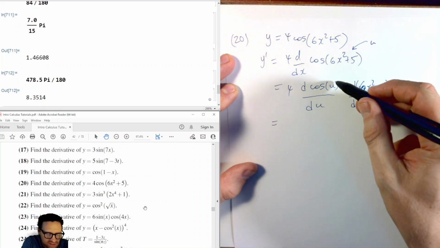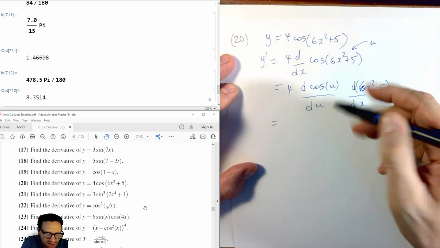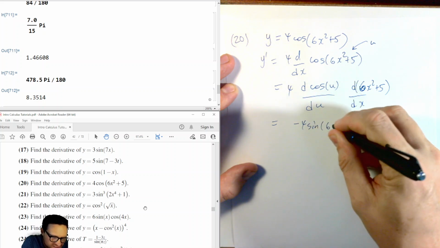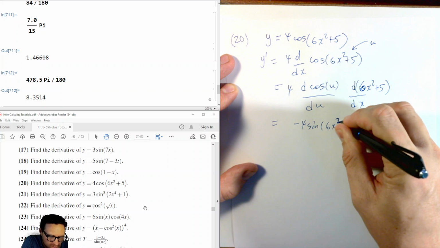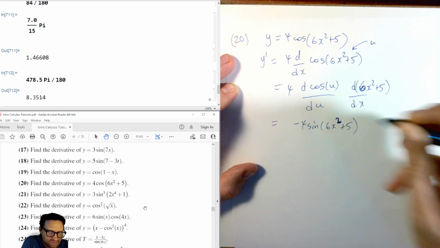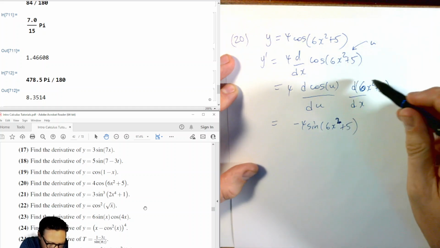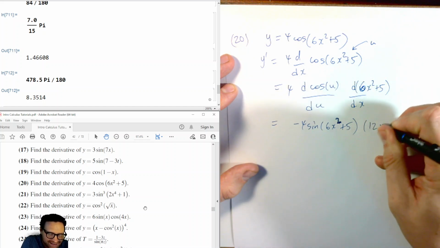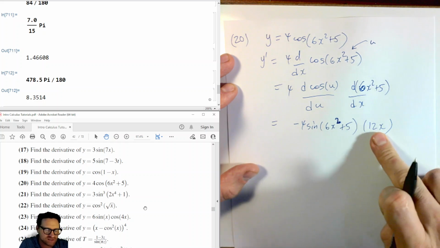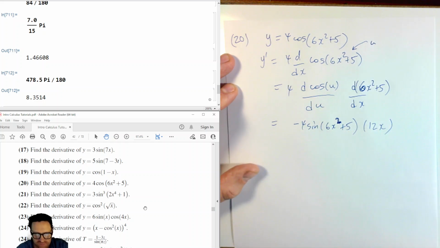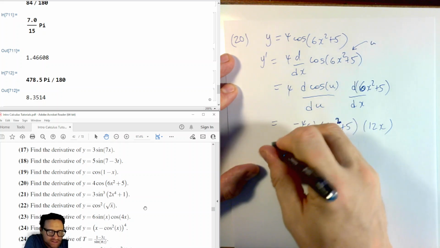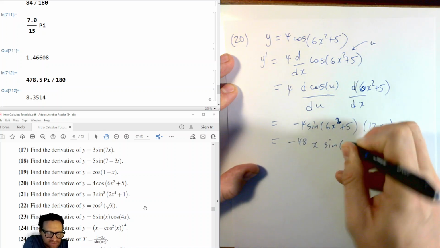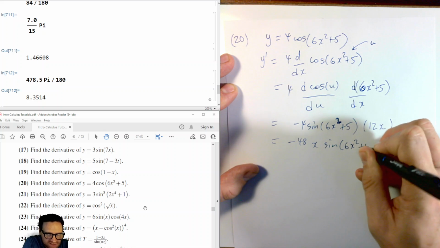The derivative of cos of u with respect to u is minus sine of u, so we have minus 4 sine of u, but u is 6x squared plus 5. And the derivative of 6x squared plus 5 is 6 times 2, which is 12x. So now let's bring this 12x over here. 12 times 4 is 48. We have minus 48x sine of 6x squared plus 5.